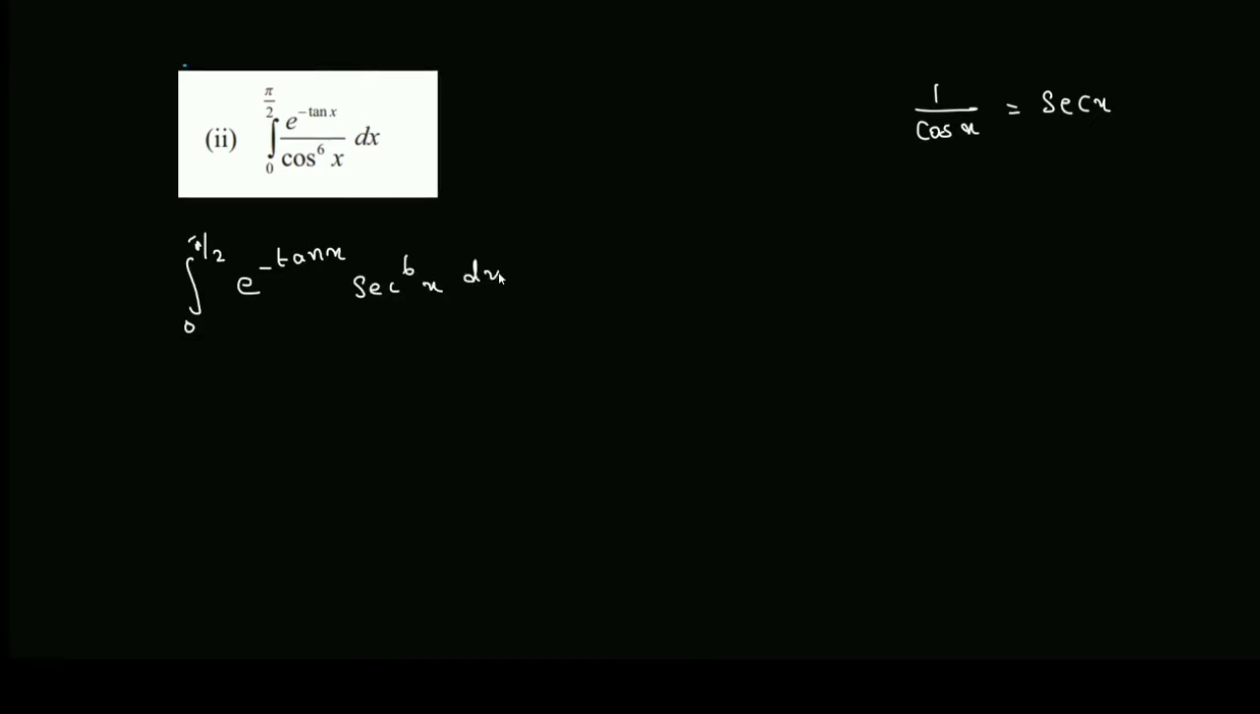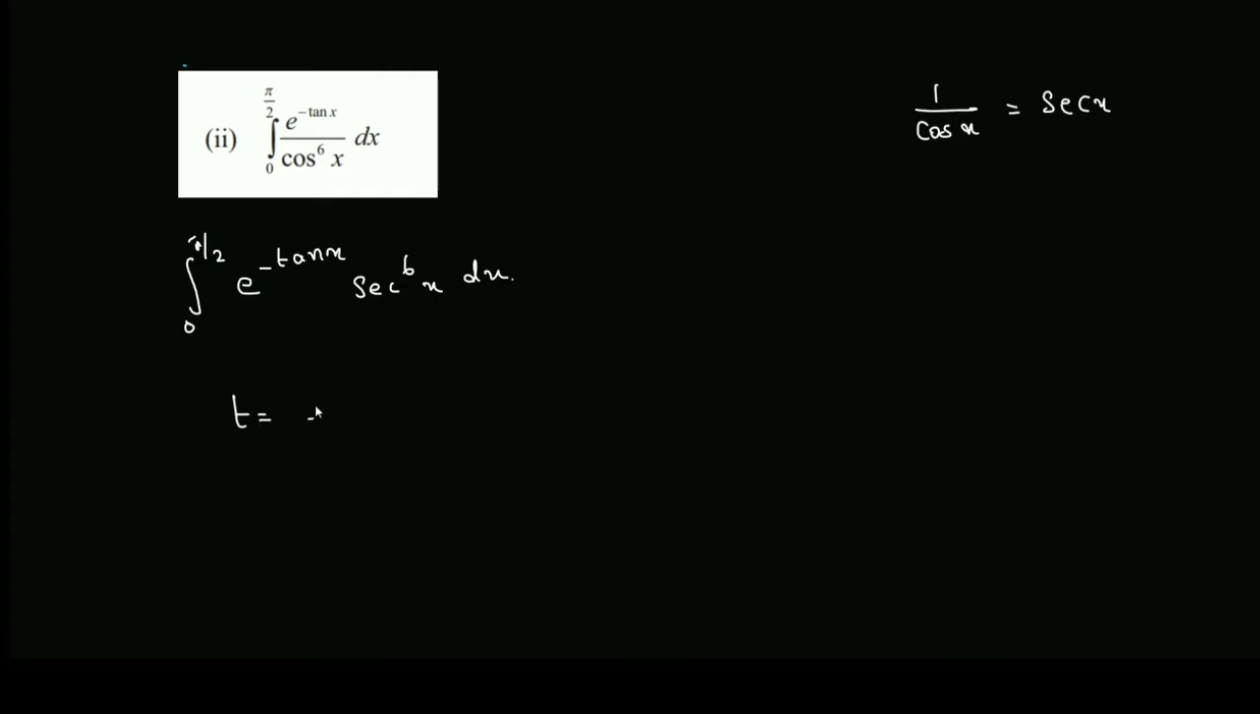Second question. The integral from 0 to pi by 2 of e power minus tan x by cos 6 dx. You know that 1 by cos x is equal to secant x, so 1 by cos power 6 will become secant power 6x into dx.